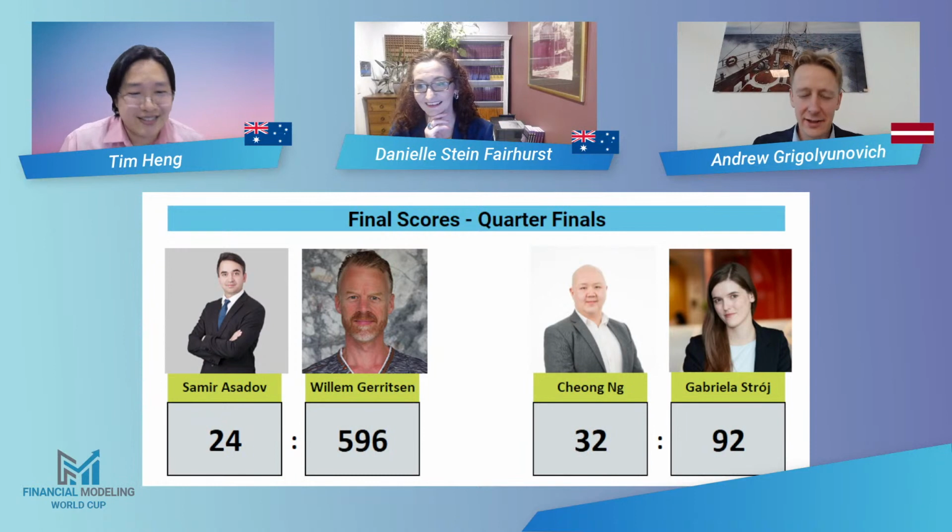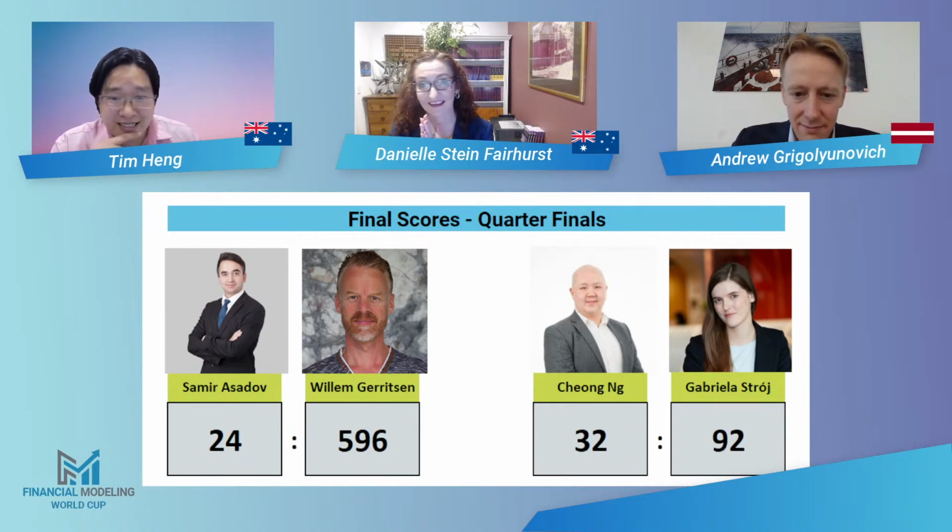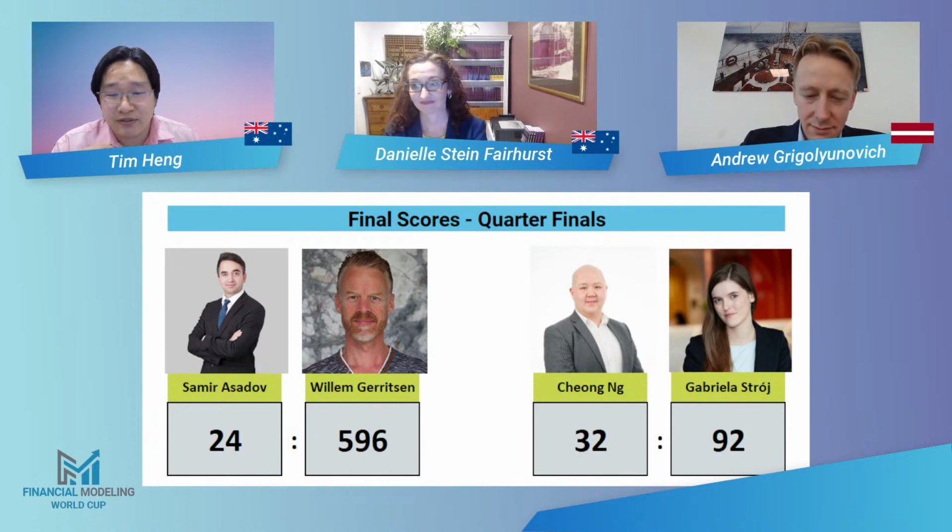And again, we have a single-digit score, and only Willem was the one who was able to score in triple digits. Wow. Okay. That was an interesting match. So what does that mean, Tim? So we've got Willem ahead, Gabriella's ahead, and the two of them will be proceeding on to the semi-finals.